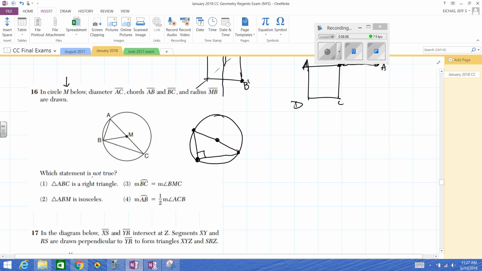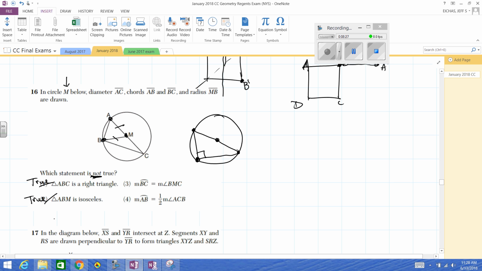So which statement's not true? Triangle ABC is a right triangle. That is true. We're looking for which one's not true, so throw that one out. Triangle ABM is isosceles. That's actually true because A to M is a radius, and so is B to M. They have to be the same. That's true. Get rid of it.